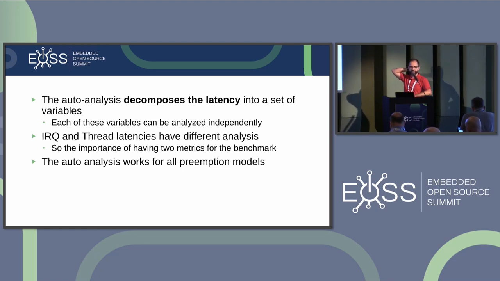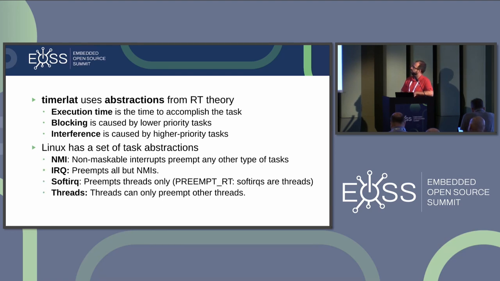Whoever saw the first presentation I did about scheduling latency with the formally proved scheduling latency, this is inheriting part of that research, right? And so the IRQ and thread have different analysis and different importance, and the auto-analysis works for all parameter models. It works for the parametric RT and the non-parametric RT. It tries to address all the problems in a more generalistic way, not just parsing a single trace.